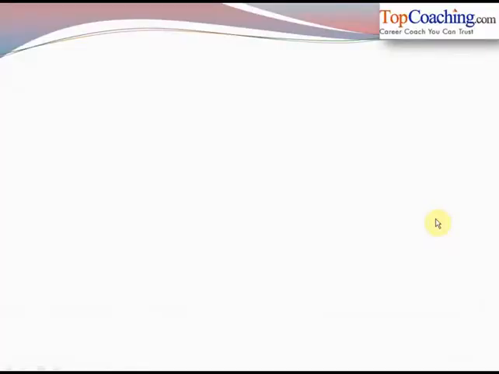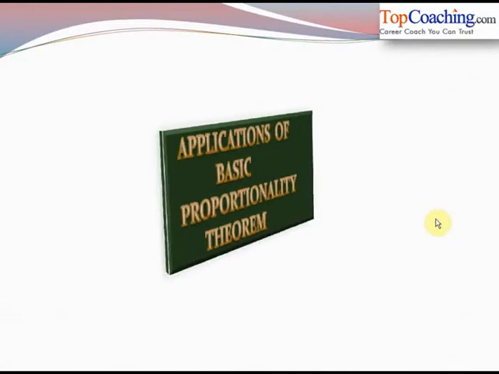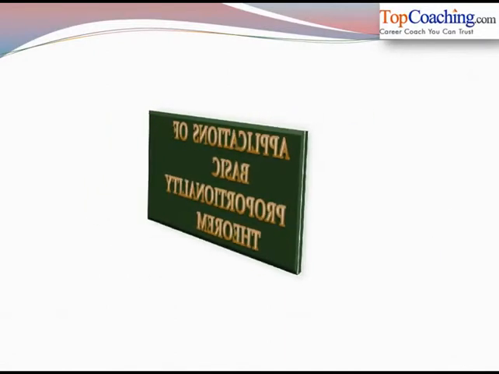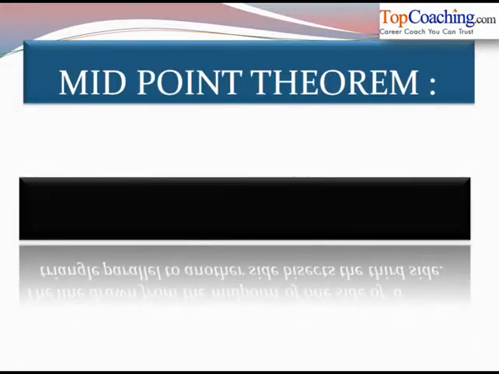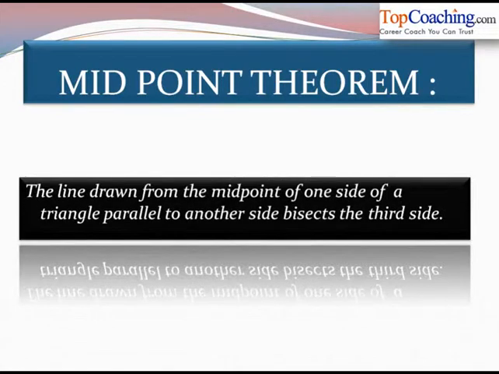So now let's move on to the next part of this lecture, and that is applications of basic proportionality theorem. Here we are going to explore how the basic proportionality theorem helps us to derive some very important results in geometry. So the first is the midpoint theorem, and it says that the line drawn from the midpoint of one side of a triangle parallel to another side bisects the third side.